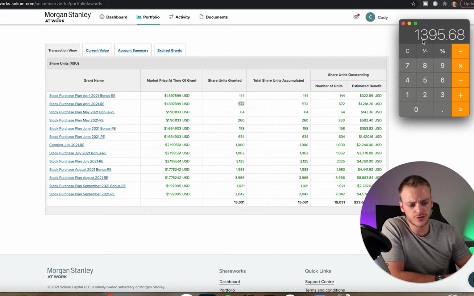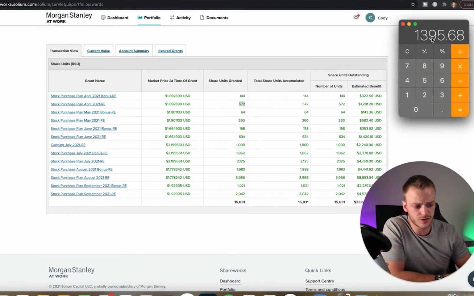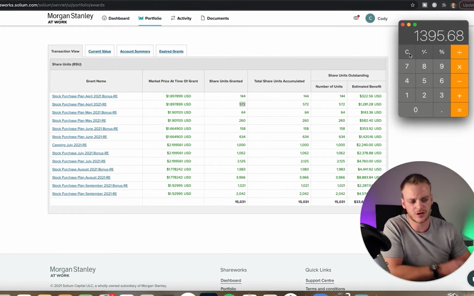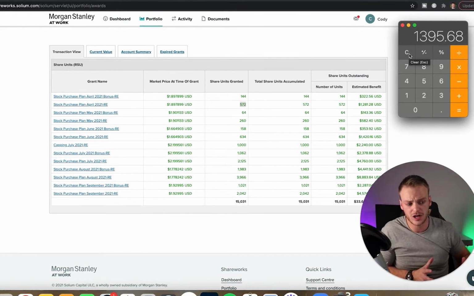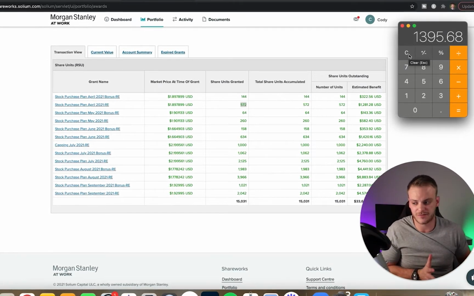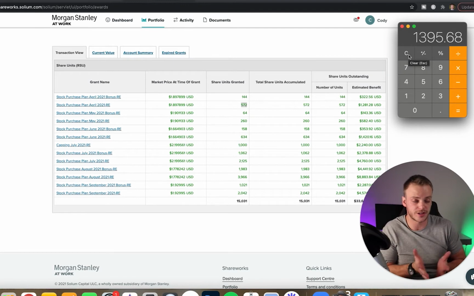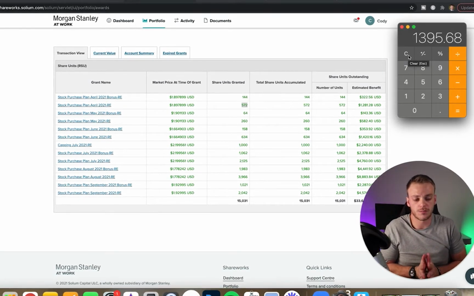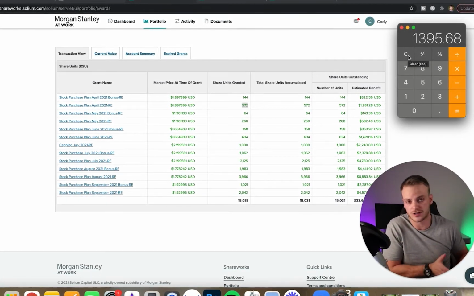The value of those shares is now worth $1,395. So I spent, I think it said, 1,081. Now it's worth 1,395. So I just got $300 of value for purchasing that stock and just holding on to it, right?